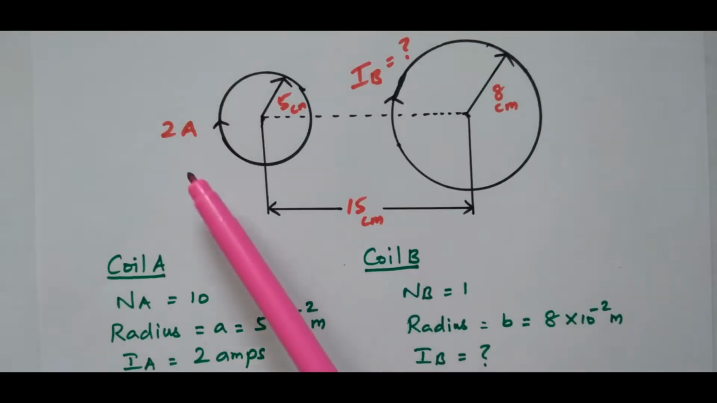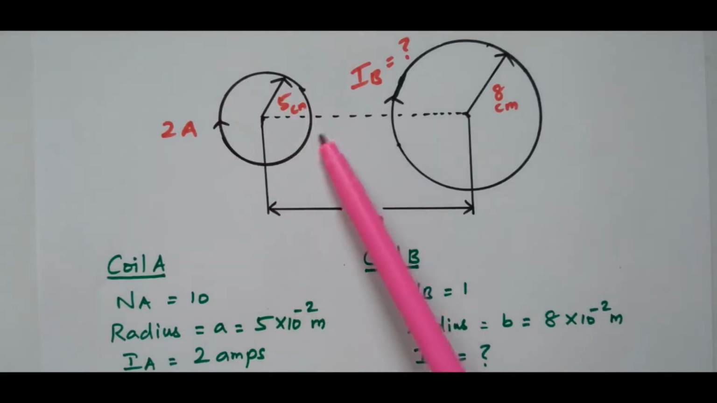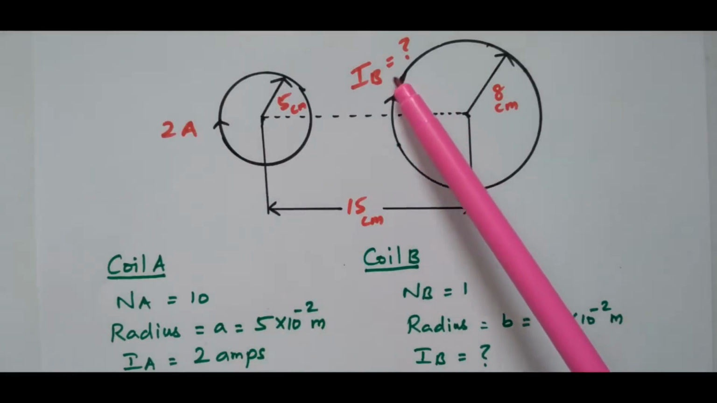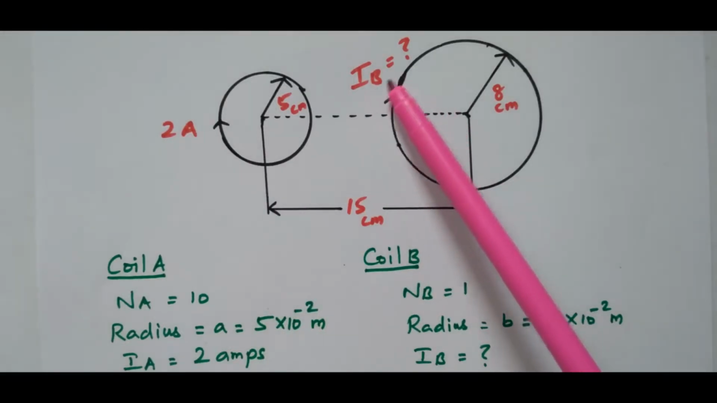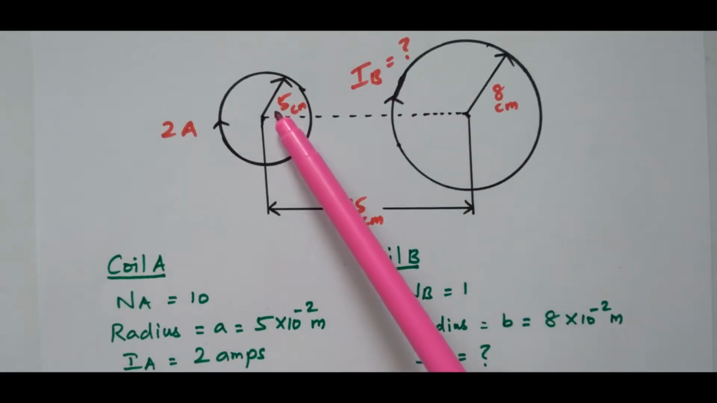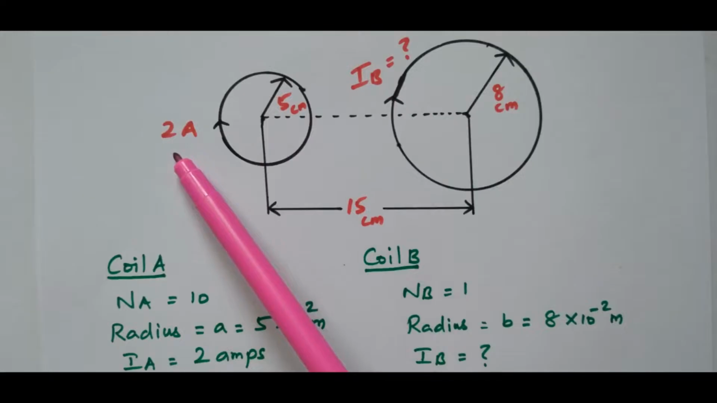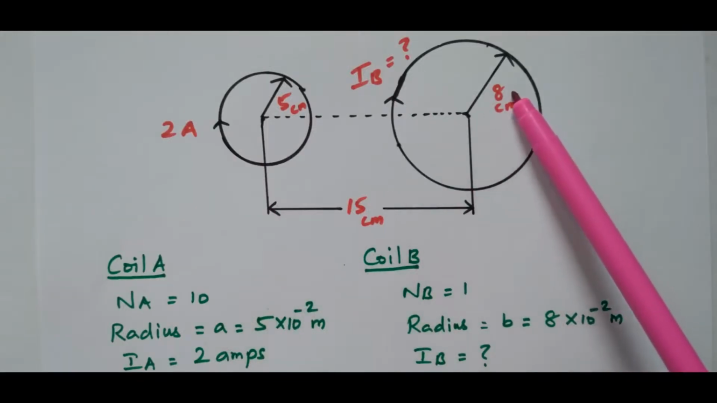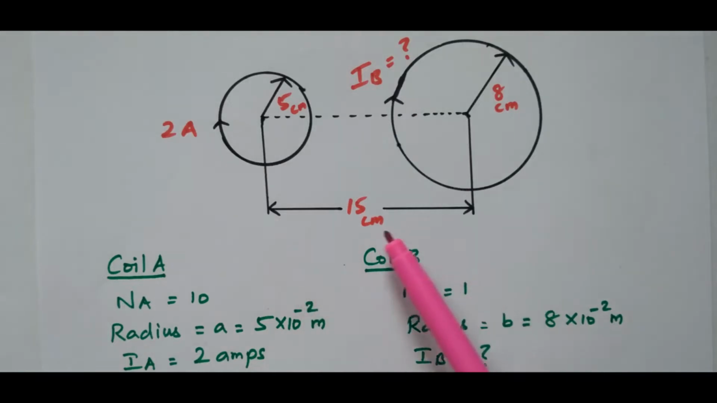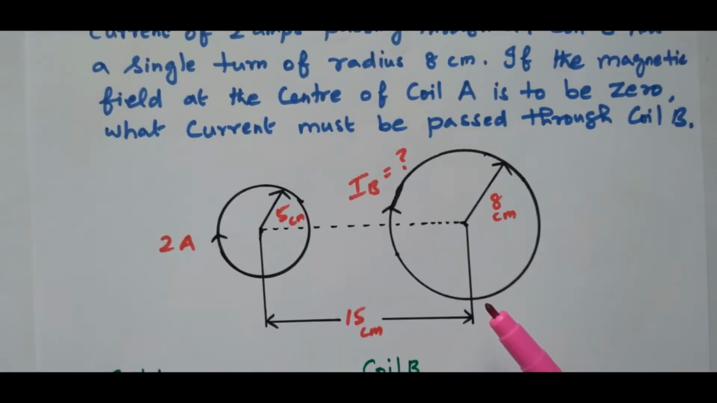Right. The current flowing through the first coil is 2 ampere. Coil A is 2 ampere. But the current in the second coil is not given. We need to find it. Right. So the radius of the first one is 5 centimeter, current is 2 ampere. Radius of the second coil is 8 centimeter, current is not known. Center to center distance is 15 centimeter. So what are the other values given?